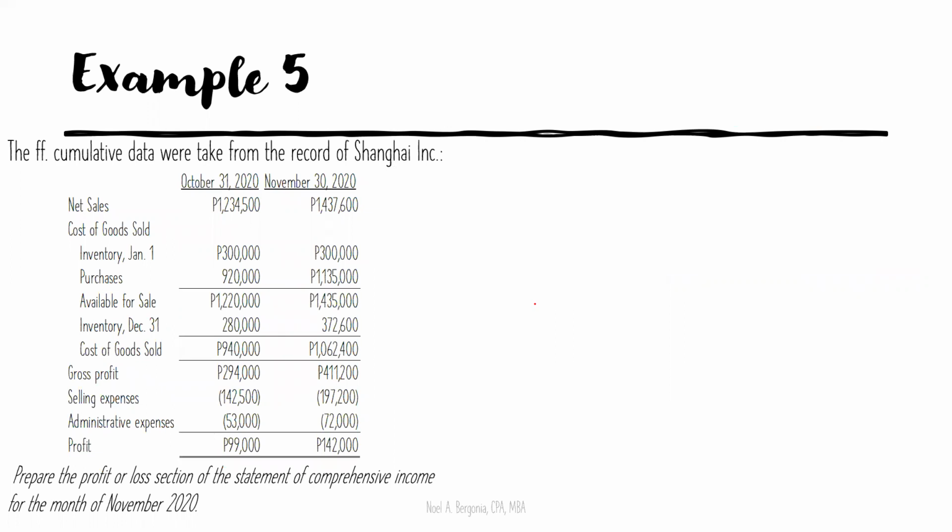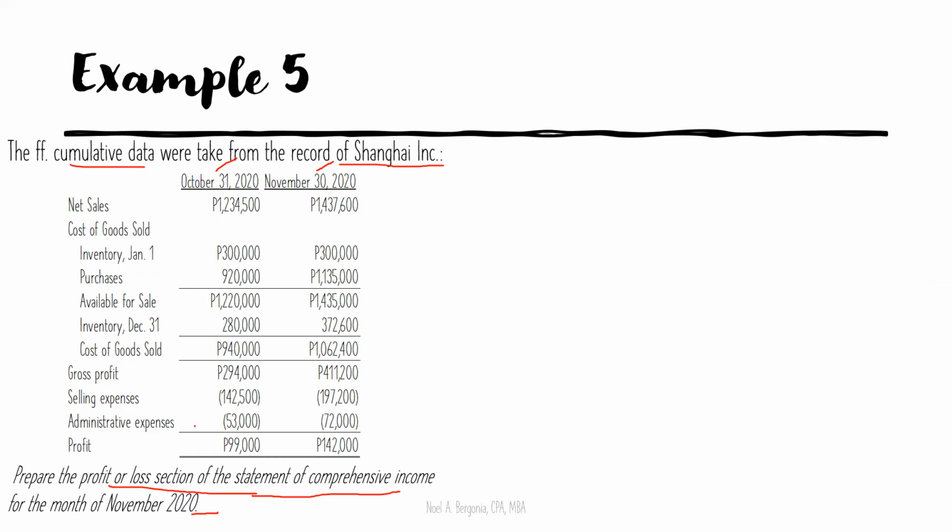Okay, so here, we are asked to prepare a profit or loss section of the statement of comprehensive income for the month of November. The following are cumulative data which were taken from the records of Shanghai Incorporated. As you can see, there are cumulative data year to date, right? From January up to October 31 and January up to November 30. So, cumulative data.